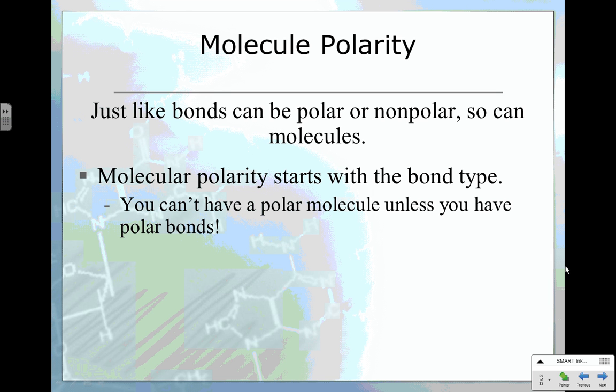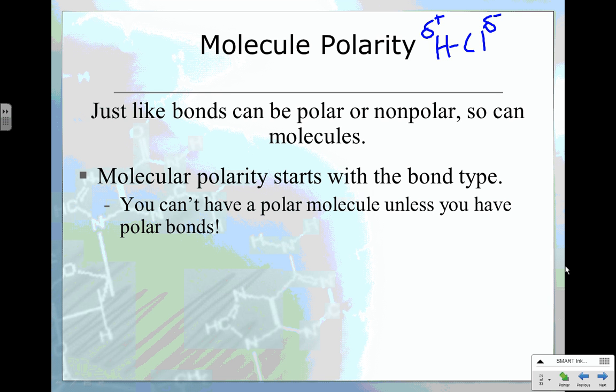In a bond, like in HCl, the chlorine is more electronegative than the hydrogen, so it shifts the electrons towards the chlorine, and this side ends up slightly negative, and this side ends up slightly positive. Remember, sigma positive, sigma negative. Well, that would be a polar bond type situation. Well, molecules can have that same thing happening.